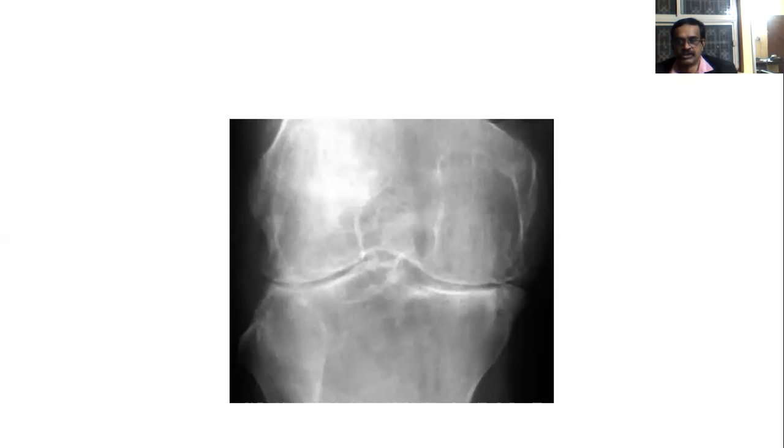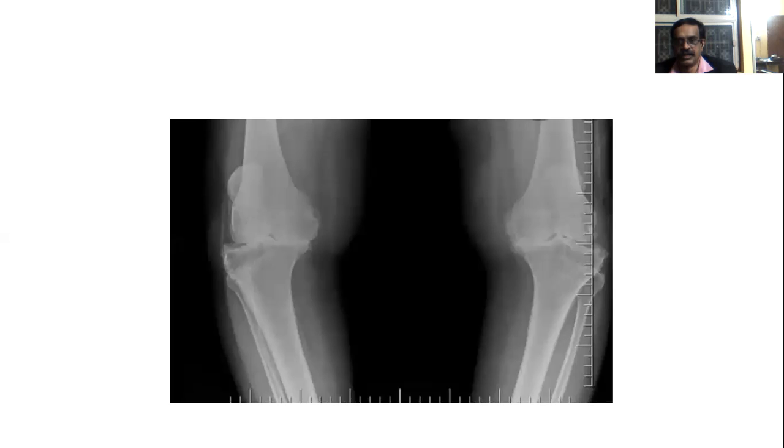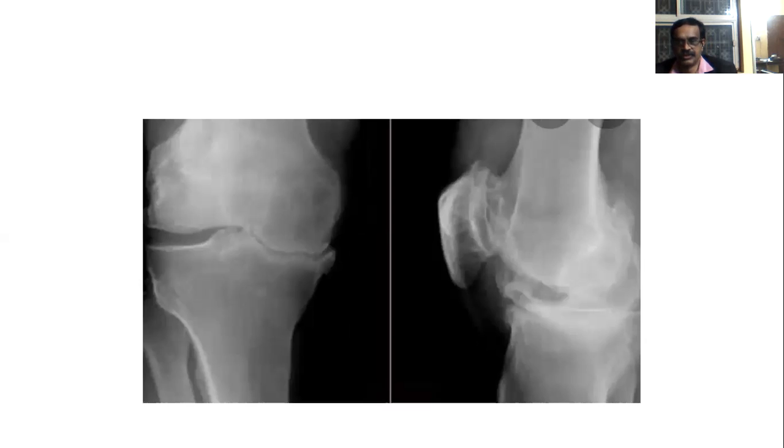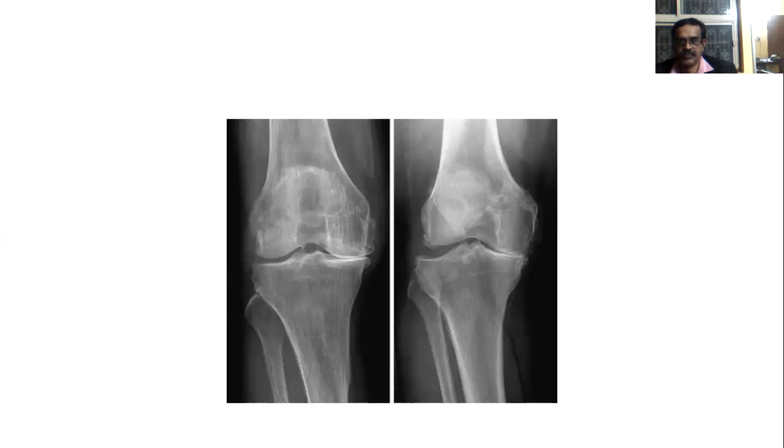So here also in the X-ray of the knee joint, you can see decreased joint space, unequal decreased joint space, and subchondral sclerosis. Here the lateral view shows decreased, unequal reduced joint space and subchondral sclerosis. Here on the right side, subchondral sclerosis is seen. Here also again on the right side there is subchondral sclerosis and decreased joint space.